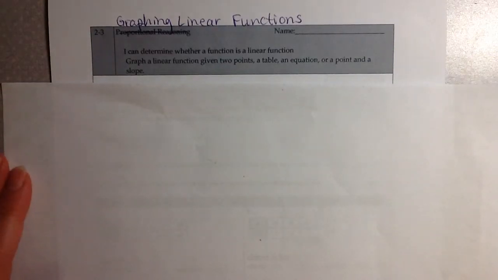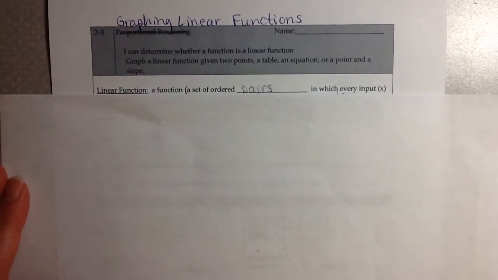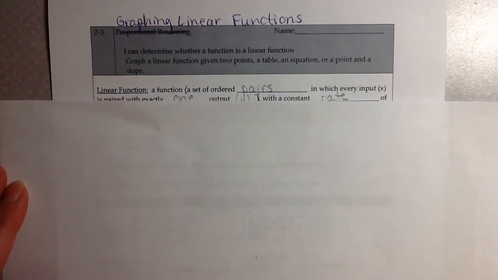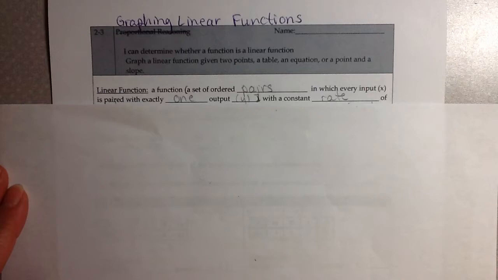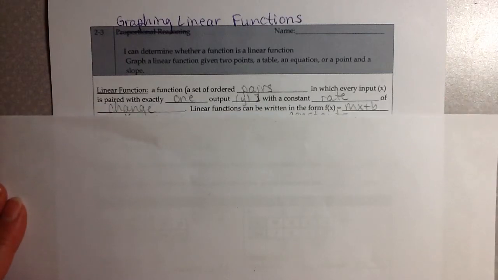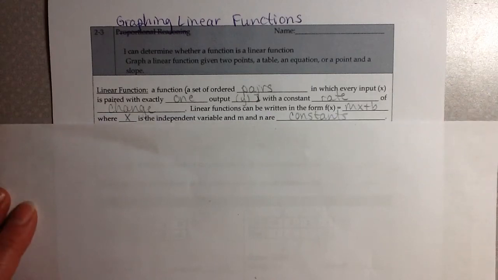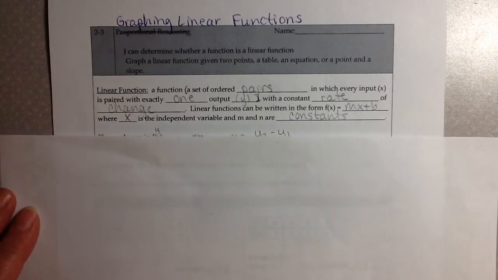So let's first go over what a linear equation or a linear function is. It is a function, and remember from earlier in the year, a function is a set of ordered pairs in which every input x is paired with exactly one output y. Now, a linear function has a constant rate of change. Linear functions can be written in the form f of x equals mx plus b, and last year you saw it a lot as y equals mx plus b, or slope-intercept form.